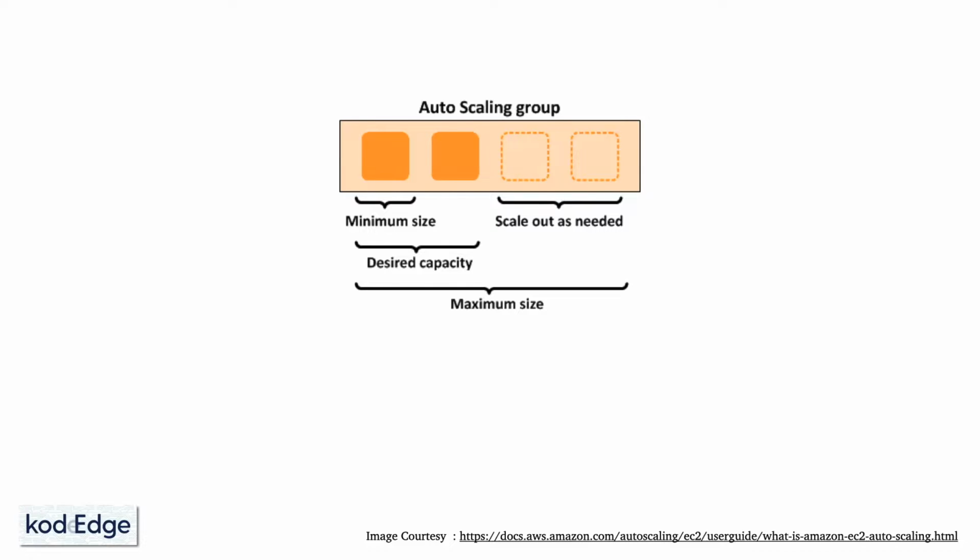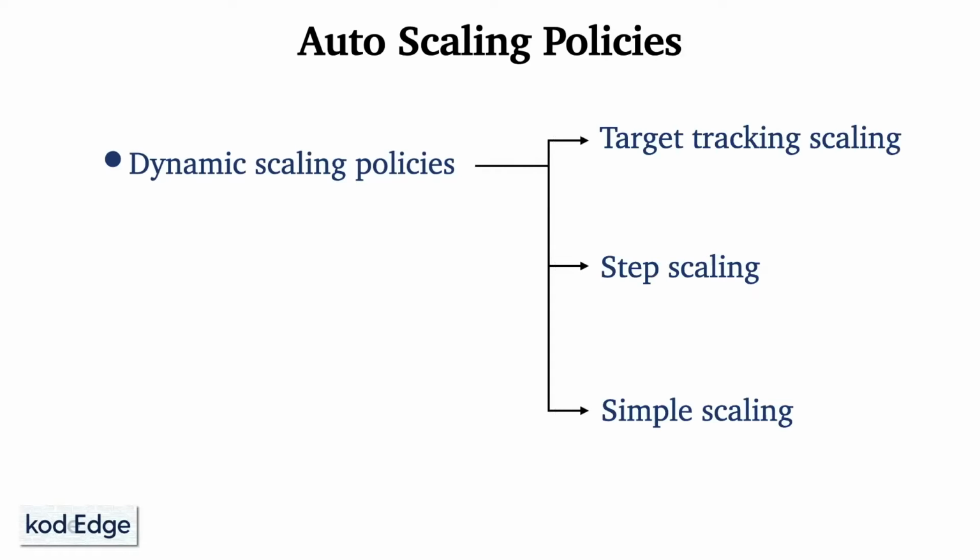Now let's understand autoscaling policies. So there are multiple types of autoscaling policies that AWS provides us. So first policy is dynamic scaling policy. So dynamic scaling policy can be created by 3 ways. So first is target tracking scaling policy. Second is step scaling, and third is simple scaling.